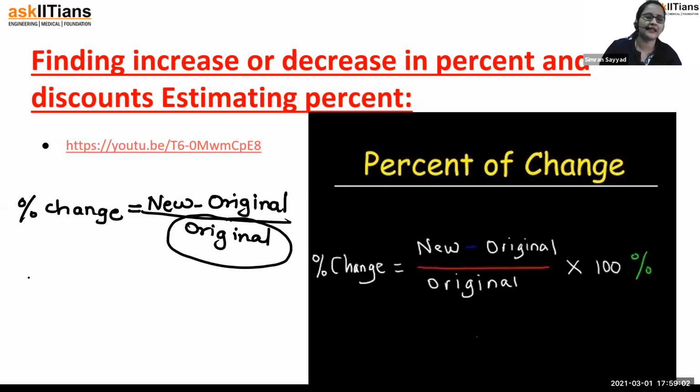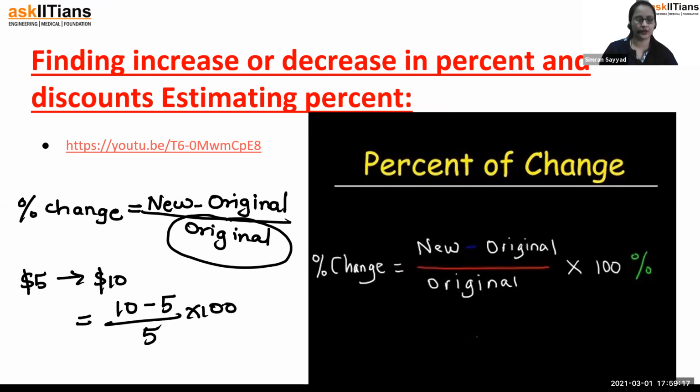Like for example, as I said previously, it was $5 and it increased to $10. If I'm supposed to get the percent change, what is the new one? Yeah, the 10 is the new one. What is the original one? It's the 5, so 5 upon 5 and then you have to multiply it by 100. So this is the formula. If you are supposed to calculate a percentage change, you have to get the new one, whatever is decreased or increased, minus original, upon original.